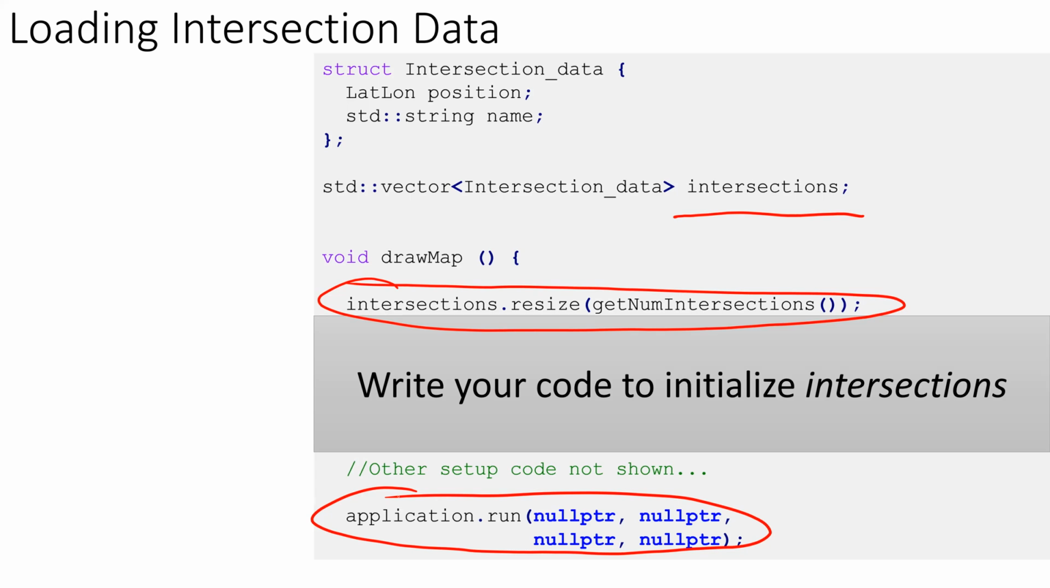Remember any functions that I should use to get this data? Or what's the basic structure for me to load this up? Yeah, so I can say get num intersections and write a for loop. I'll go through every single one and basically say, give me the position of this intersection. There are functions like that in the streets database.